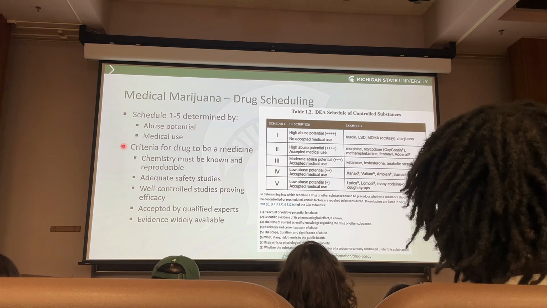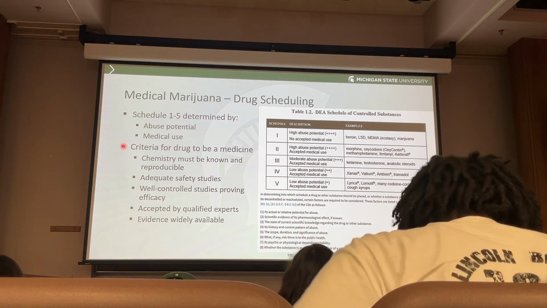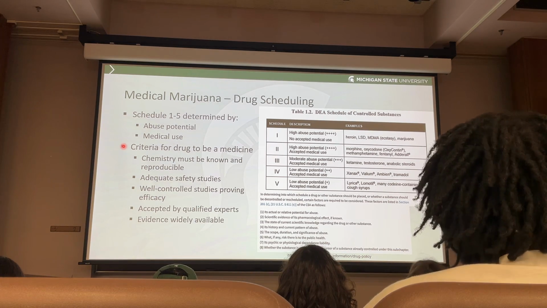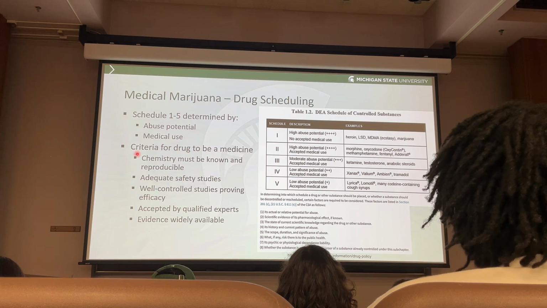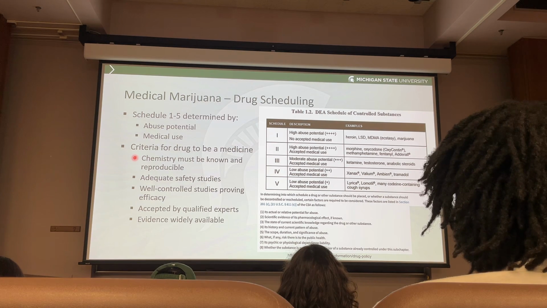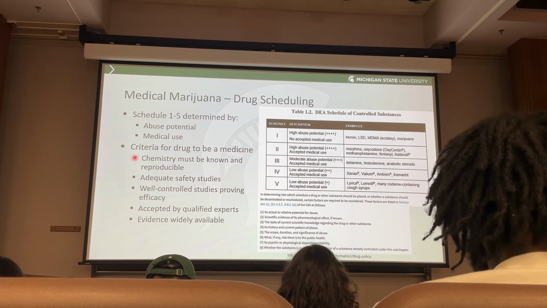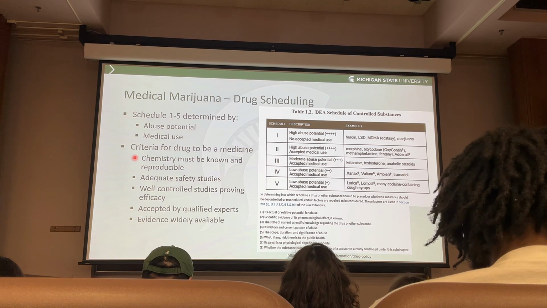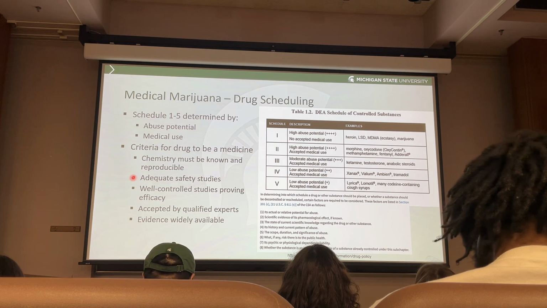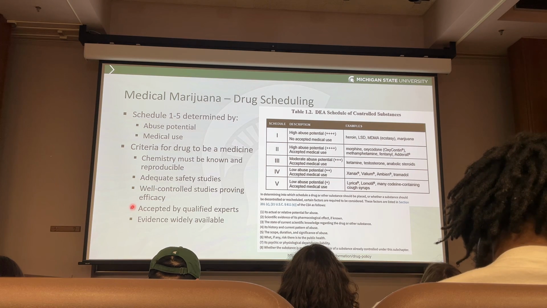Now, in terms of scheduling or looking at medicinal use, criteria for a drug to be a medicine has to fit several different qualifications, all right? When generating a molecule that you want to get marketed, the chemistry must be known and reproducible, okay? So you have to be able to publish your synthesis pathway as well as publish a molecular structure of whatever you're using. Have to perform adequate safety studies, as we talked about in the clinical trials talk. Well-controlled studies proving efficacy, same there.